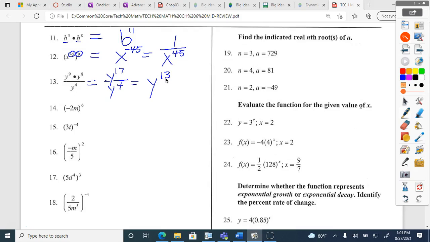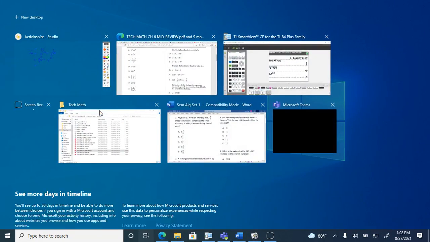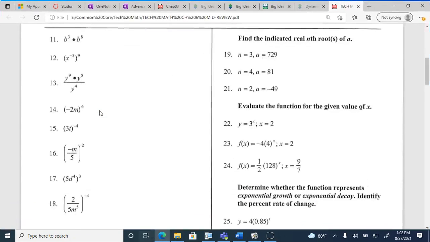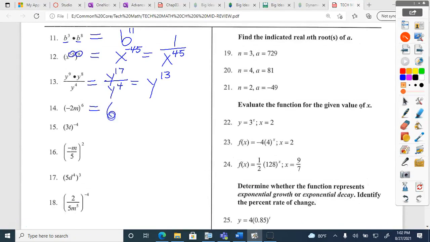Awesome. 14. Everything in there is going to what power? The 6th power. So in your calculator, you need to type -2 to the 6th. Now notice, -2 is inside what? Parentheses. So make sure in your calculator you put -2 inside parentheses. Okay? What do you get, positive 64 or negative 64? Positive. Okay? Positive 64 m to the 6th. And that's it.